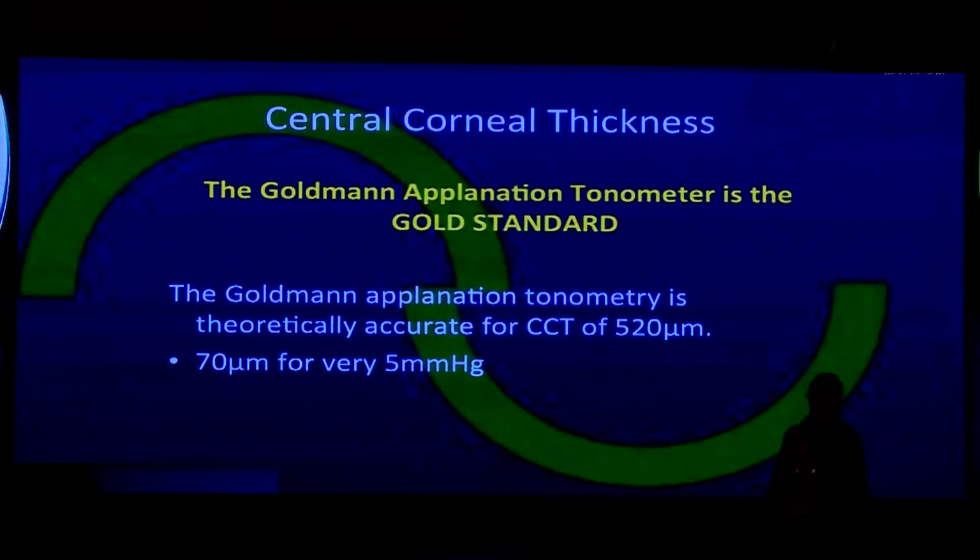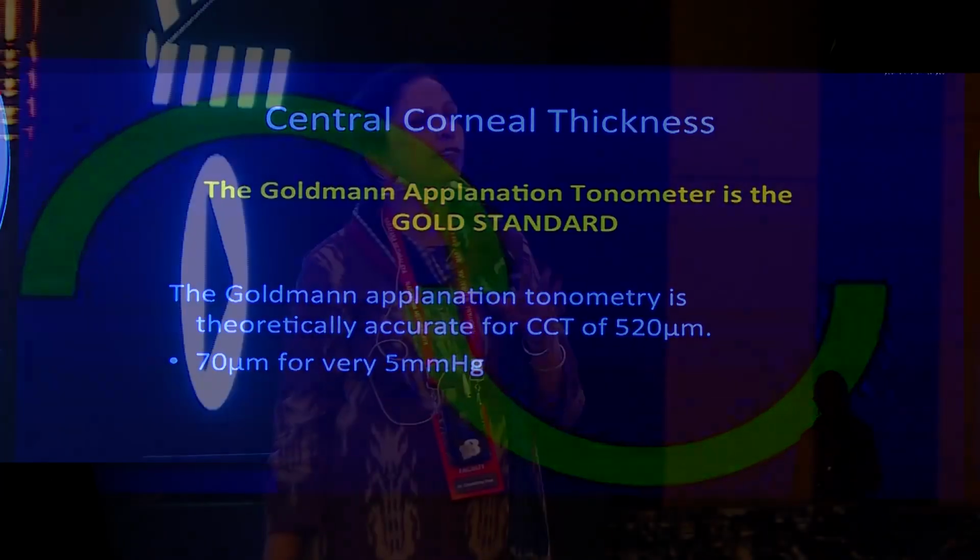So the gold standard, as we all know, is the Goldmann applanation tonometry. But after using it for more than half a century, we realized that we need to correct it for the CCT. And though there is no particular formula to correct IOP for the CCT, a 70 micron change for every 5 millimeters of mercury is considered good.